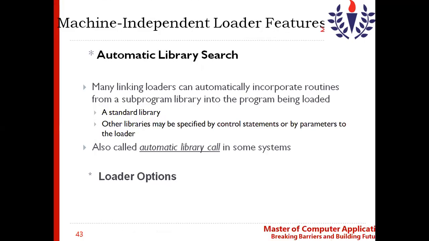The next topic would be machine independent loader features. Whatever we have discussed so far is about machine dependent features. In machine dependent features, we discussed relocation, program linking, and the linking loader algorithm, how it performs the process of linking, loading, and relocation with respect to the pass one and pass two algorithm. So that is about the machine dependent features. What are machine independent features? That we will discuss in the next session.